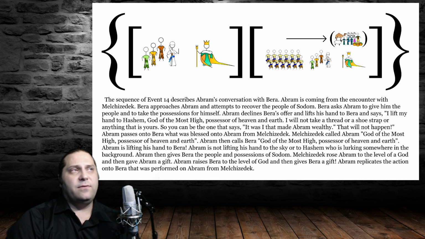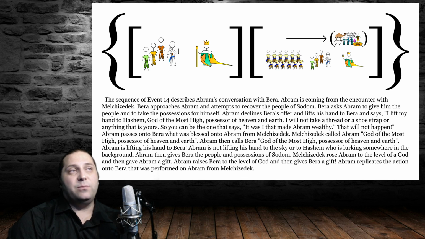The sequence of event 14 describes Abram's conversation with Bera. Abram is coming from the encounter with Melchizedek. Bera approaches Abram and attempts to recover the people of Sodom. Bera asks Abram to give him the people and to take the possessions for himself.